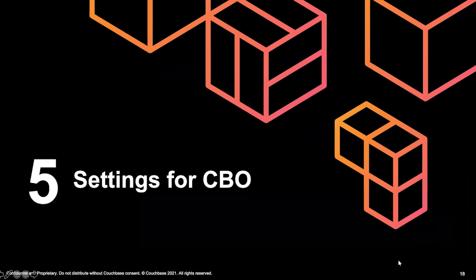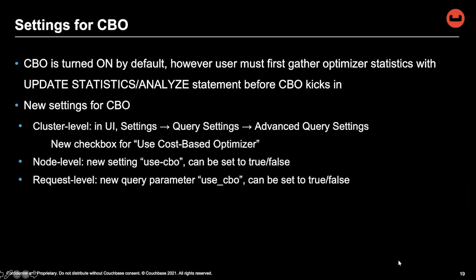Okay, now let's go into a few settings for CBO. In Couchbase version 7, CBO is turned on by default. However, you won't get CBO functionality until you issue the necessary update statistics or analyze statements to gather the optimizer statistics. So if you do nothing, then CBO is not going to kick in because it doesn't have the necessary statistics. Once you run the necessary update statistics statements, you'll be able to see CBO functioning in explain, as we showed earlier.